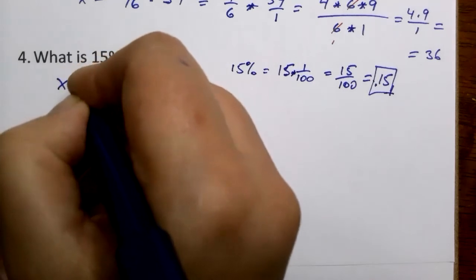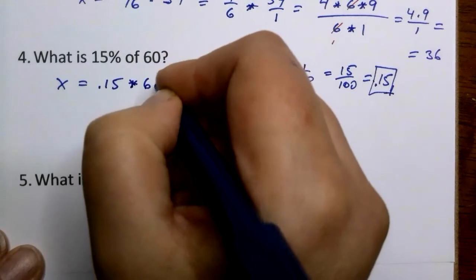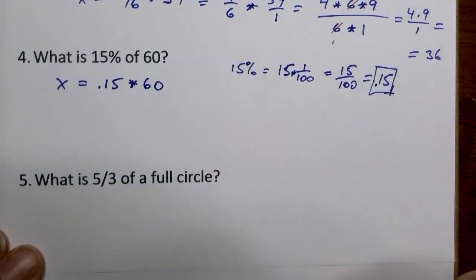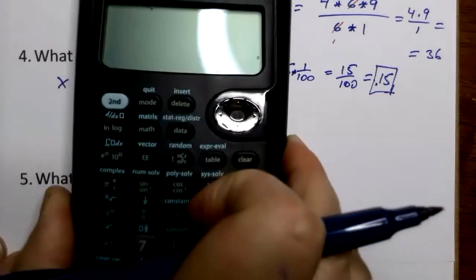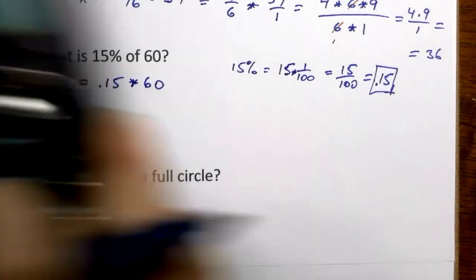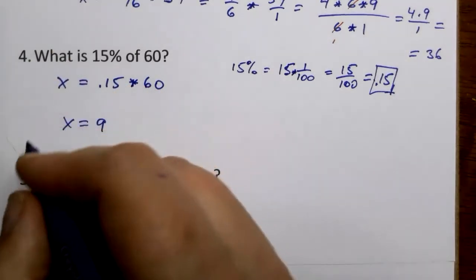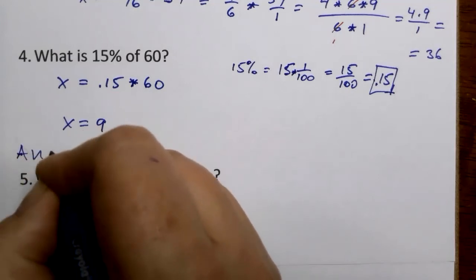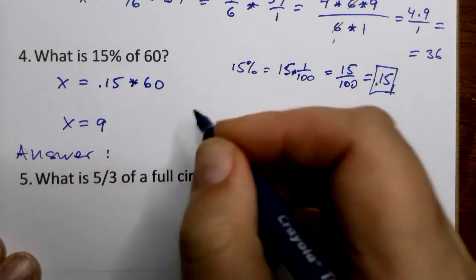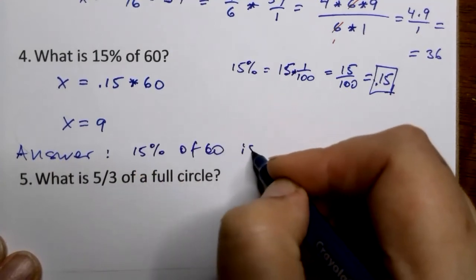What is 15% of 60? That's it. That's what you have to do. And then doing it on the calculator, you would put in 0.15 times 60, which is 9. So x is 9, so the answer is 15% of 60 is 9.